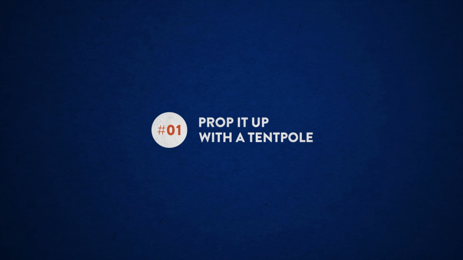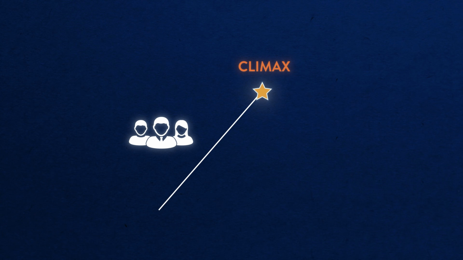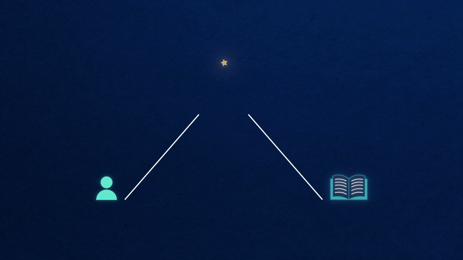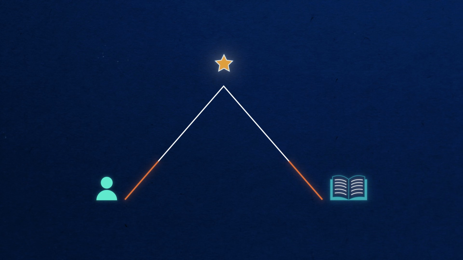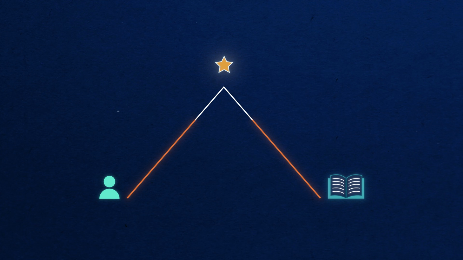Let's start with point number 1. Prop it up with a tent pole. Now, most writers keep all their climactic material for the end of the novel, where the climax naturally appears. But a tent pole is a climactic event that happens right in the middle of your novel. Think of it as kind of a proto-climax. Now, the advantage of having a tent pole right in the middle of your novel is it divides the middle of your novel into 2 sections, which I think makes it a little bit more manageable.